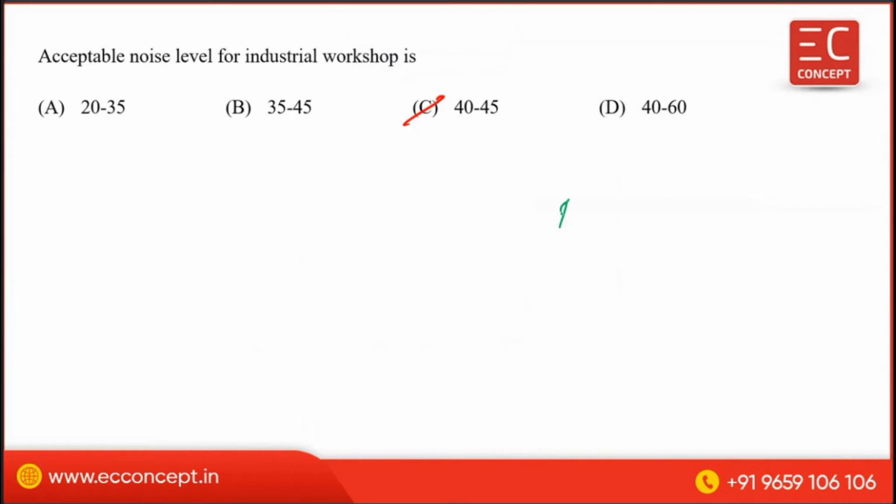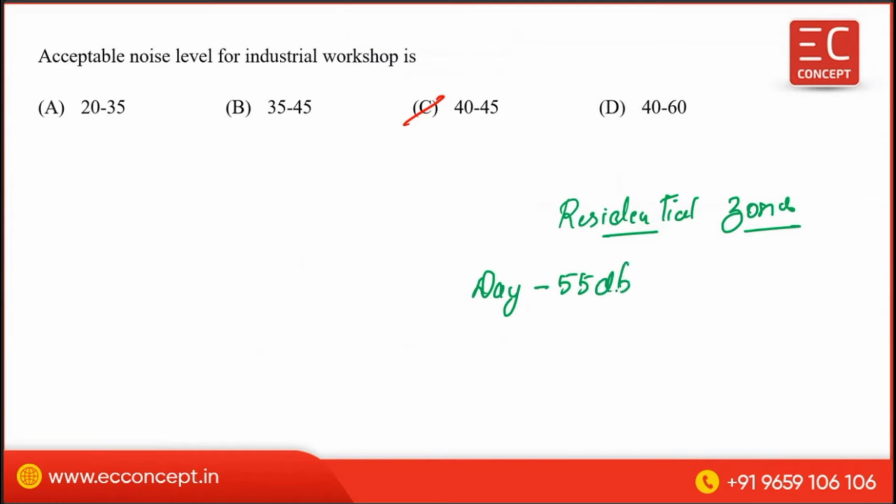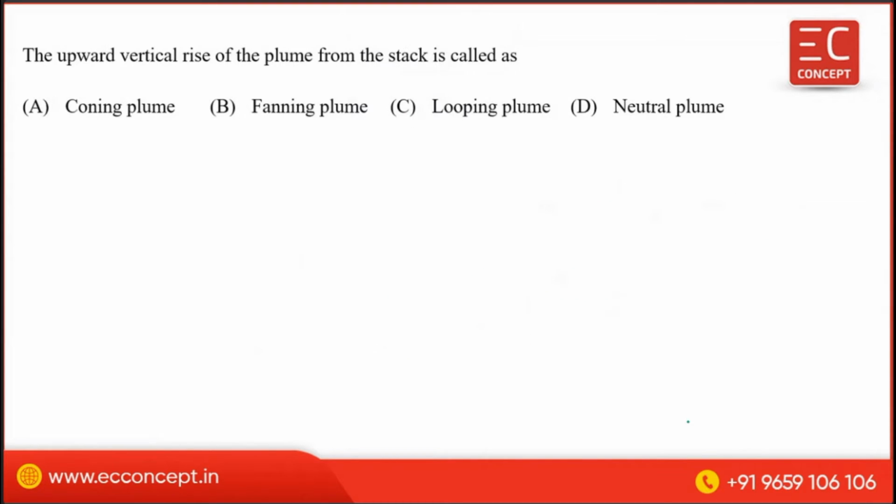So in the residential zone, okay, the acceptable noise level during daytime is 55 decibel, and also during night time it is restricted to 45 decibel. Have a note of these two values. These are as per Indian standard.